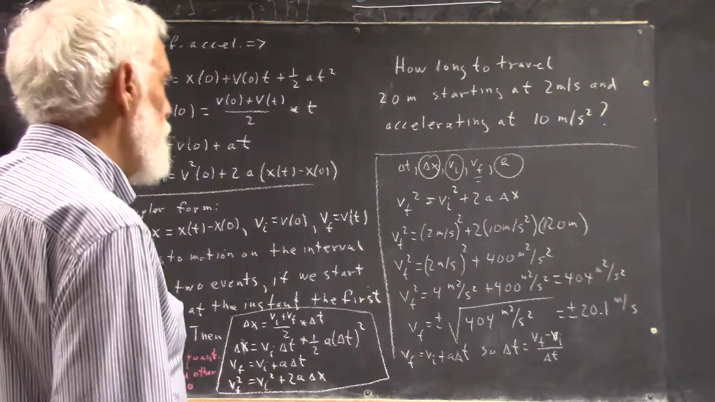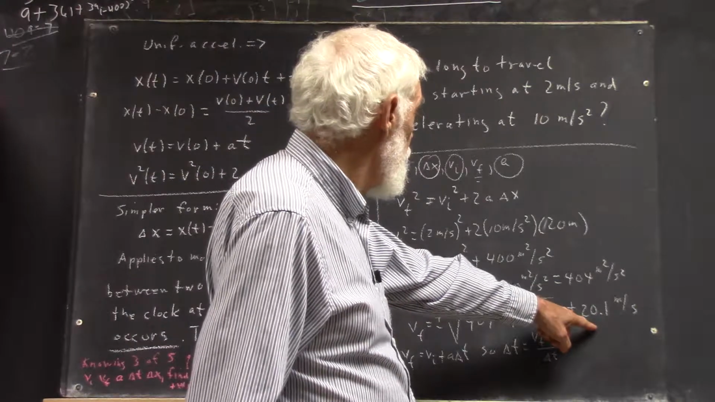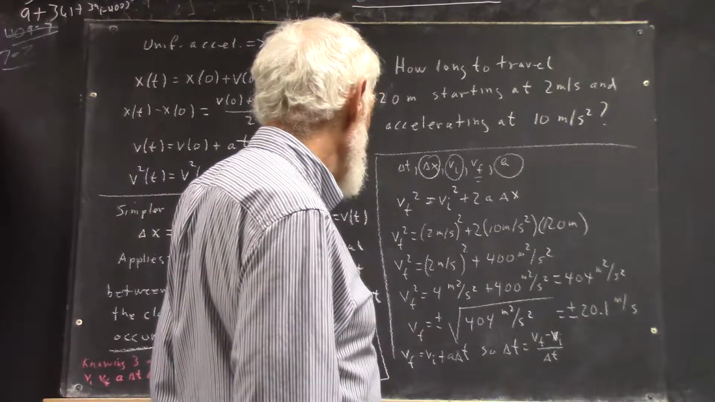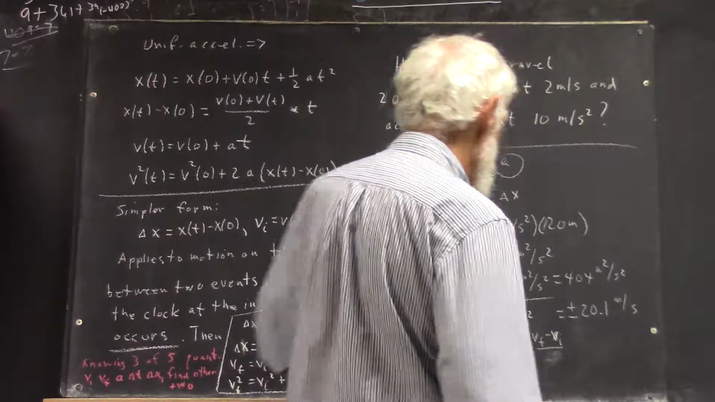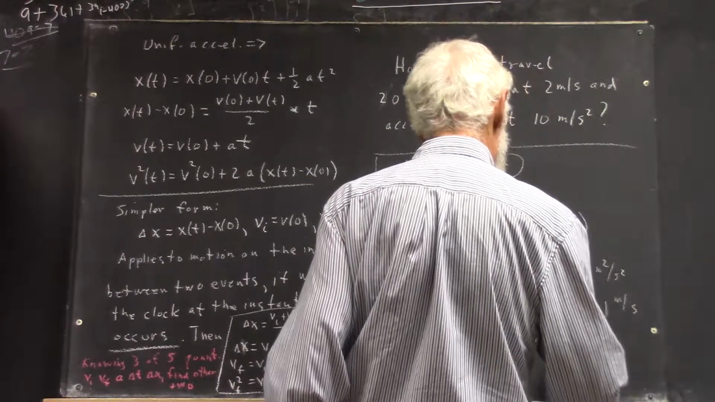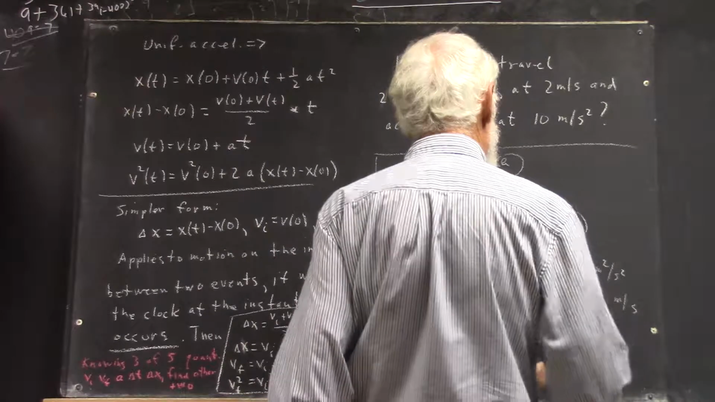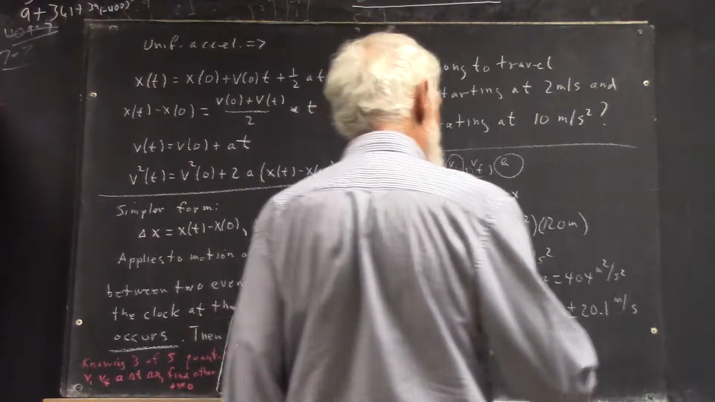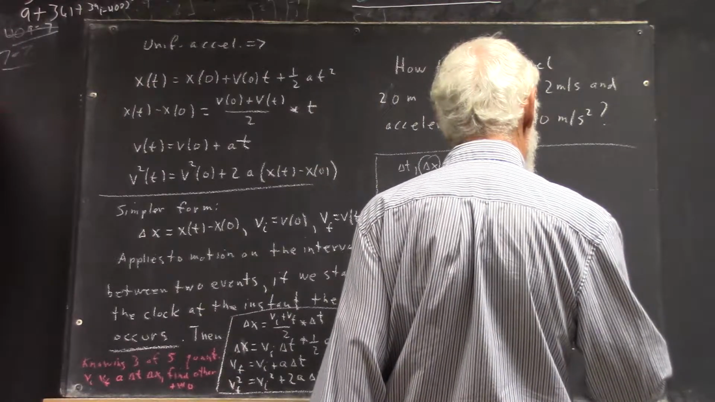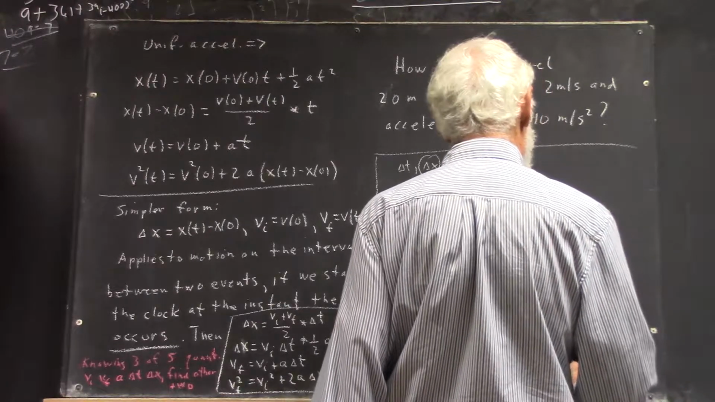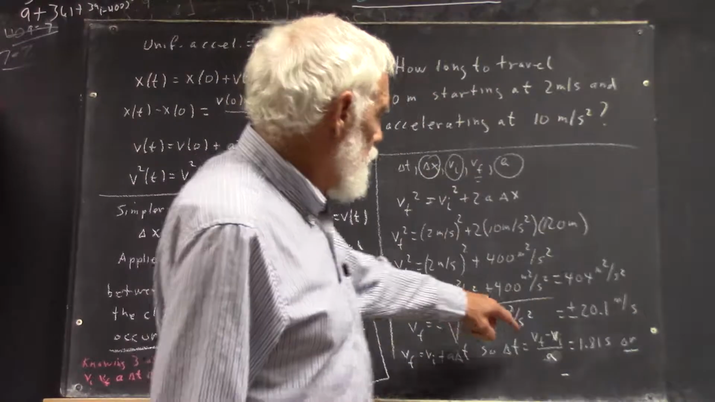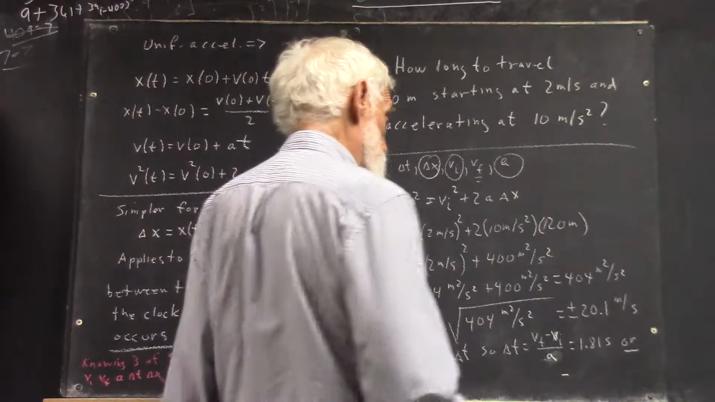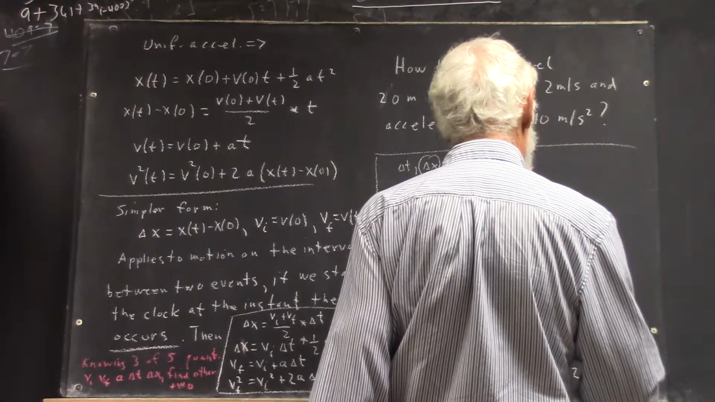So delta T is VF minus VI over A. VF minus VI could be plus 20.1 meters per second minus 2 meters per second. That would be 18.1 meters per second. And it's not divided by delta T, it's divided by A. Okay, so this could equal 18.1 meters per second over 10, or 1.81 seconds. Or you have a negative result. Negative 20.1 meters per second minus 2 meters per second is negative 22.1 meters per second. That would give us 2.21 seconds.